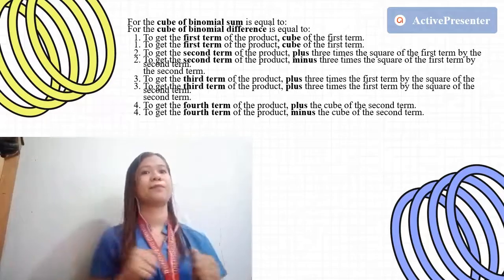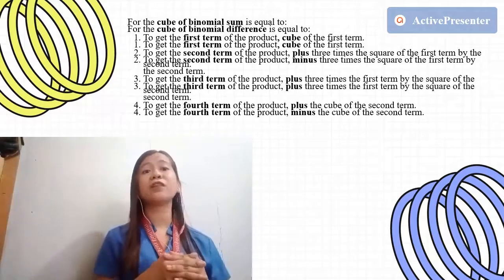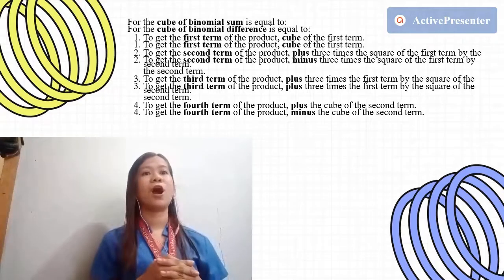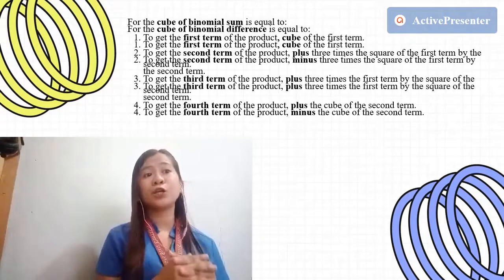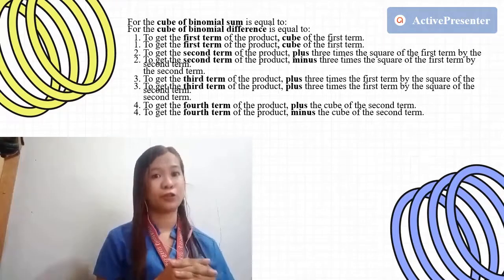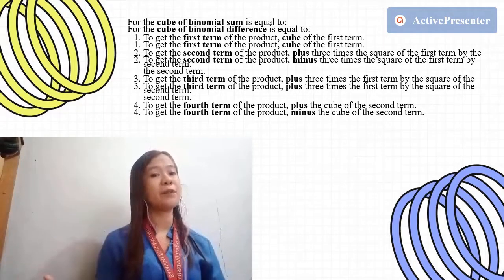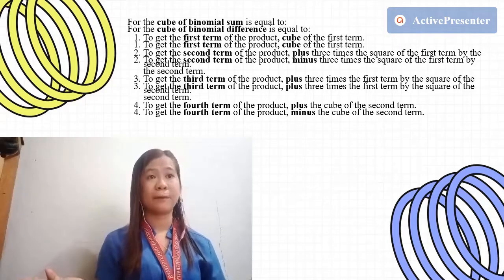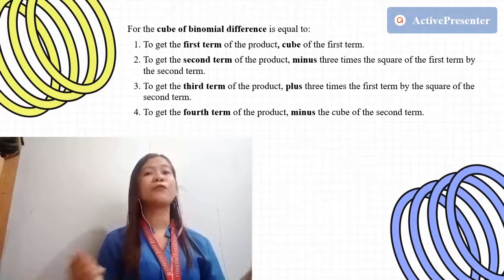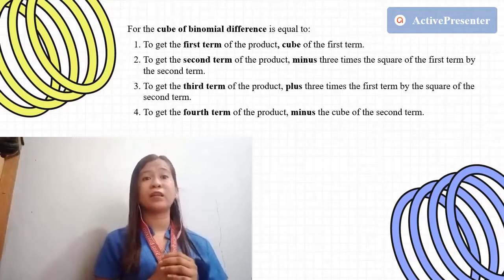Okay? And lastly, to get the fourth term of the product, we just add the cube of the second term. So we can have the simplification of the cube of binomial addition, the sum. Okay? How about for the cube of binomial, which is the difference?